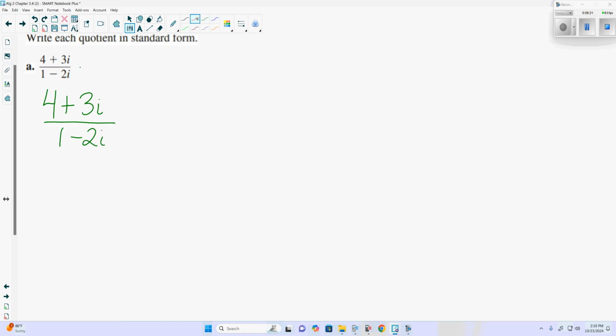So on your note sheet, you don't have to rewrite this. I'm just rewriting it so that it's a little bit bigger. You can just write the multiplication right out next to it.